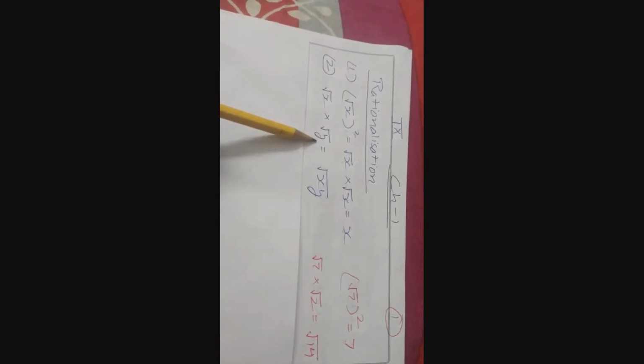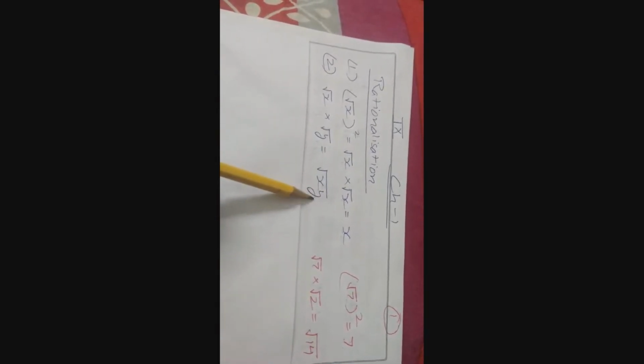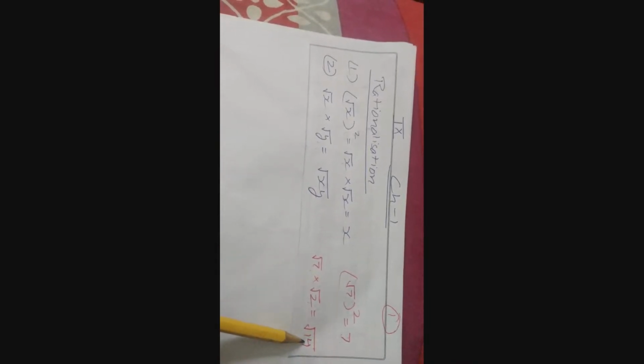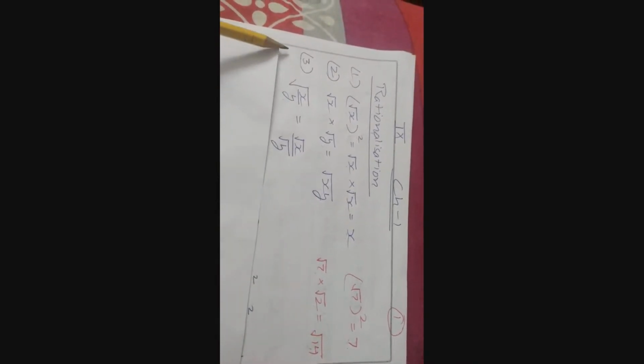Second, root x into root y is root of x into y. For example, root 7 into root 2 is root of 7 into 2, which is root 14. Third, root of x y can be written as root x divided by root y.